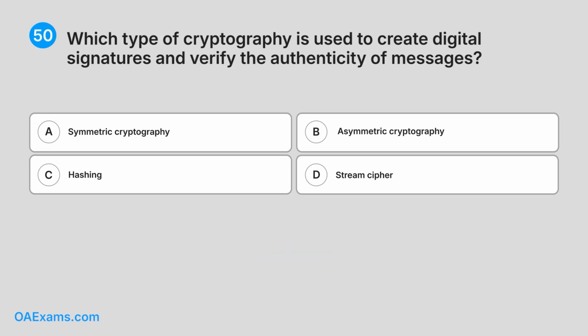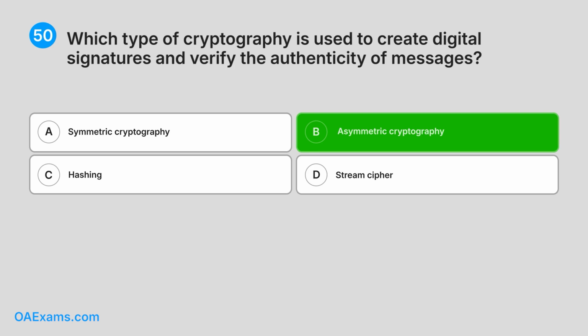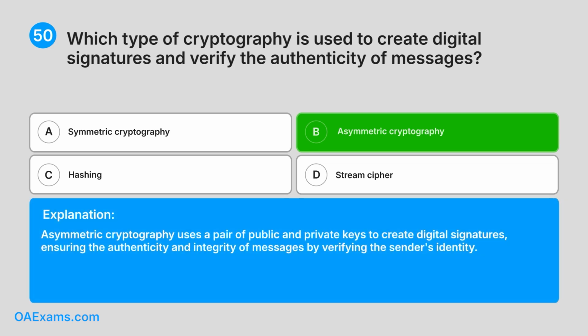Correct answer: B. Asymmetric cryptography. Explanation: Asymmetric cryptography uses a pair of public and private keys to create digital signatures, ensuring the authenticity and integrity of messages by verifying the sender's identity.